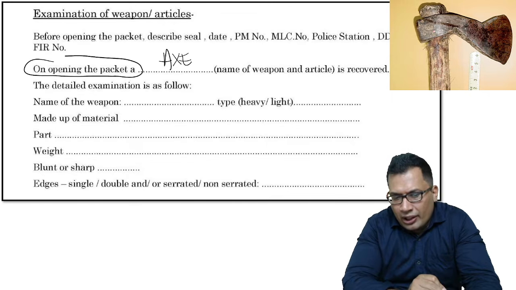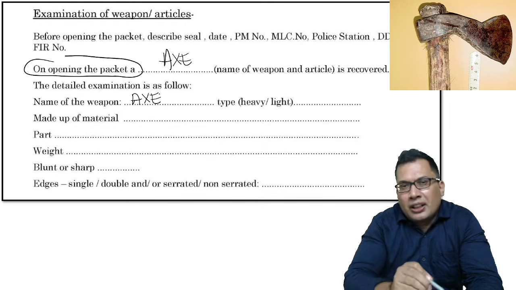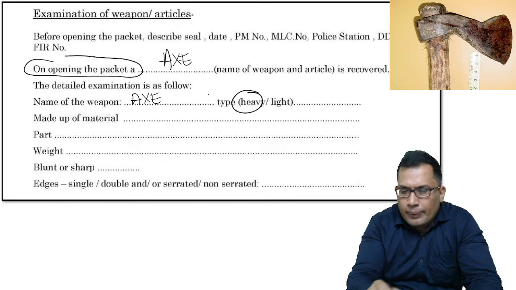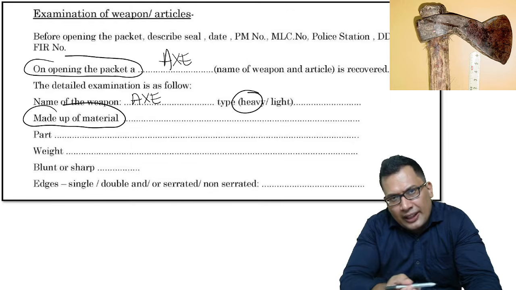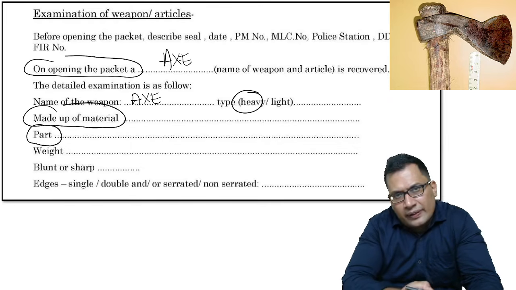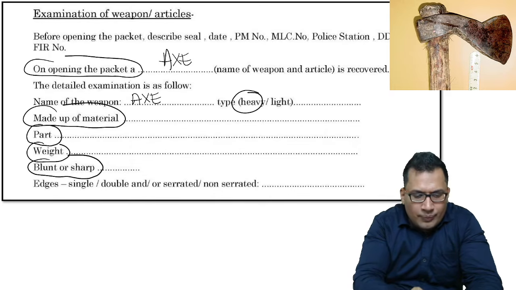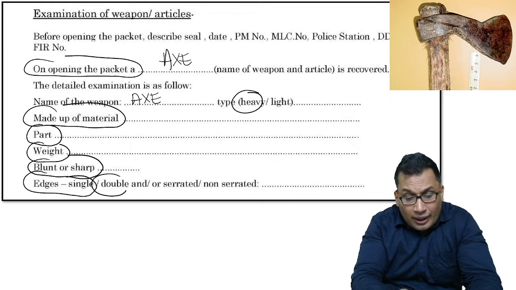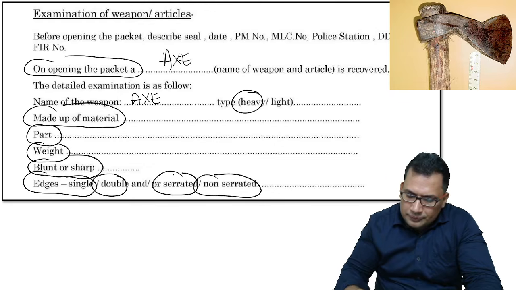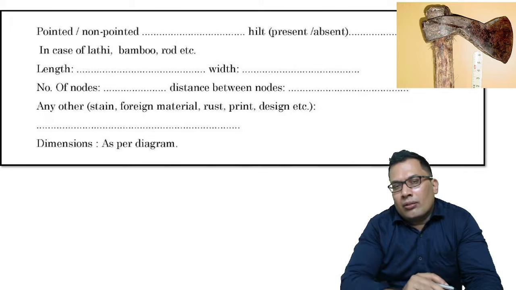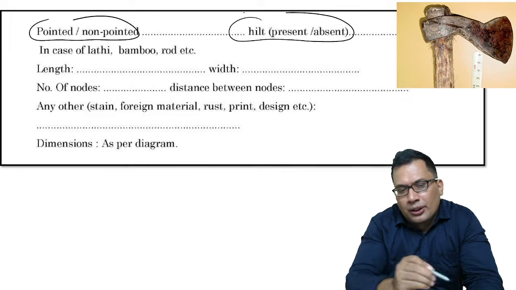Axe is recovered. Name of the weapon, that is the axe, heavy cutting weapon, a sharp edge, heavy weapon, or it is light weapon, made up of metal or other material. What are the parts? If it is that, weight of that, whether it is a blunt or sharp, edges, whether single edged, double edged, serrated edge, or non serrated edge. Need to write. Then pointed or non pointed, whether hilt present or absent.